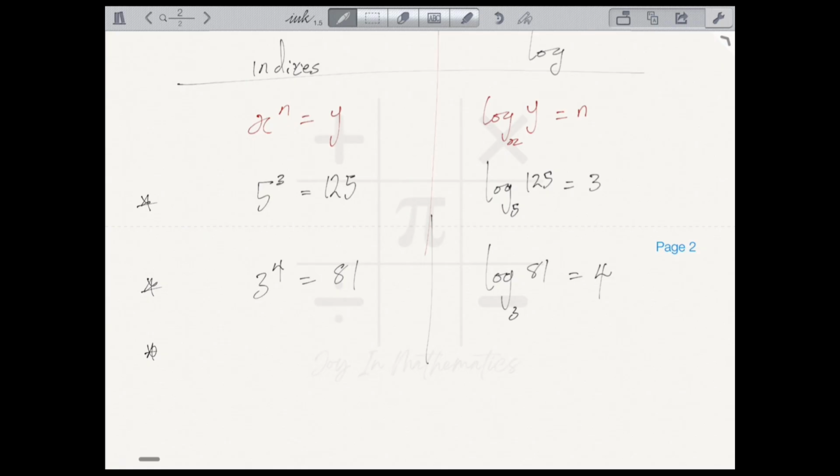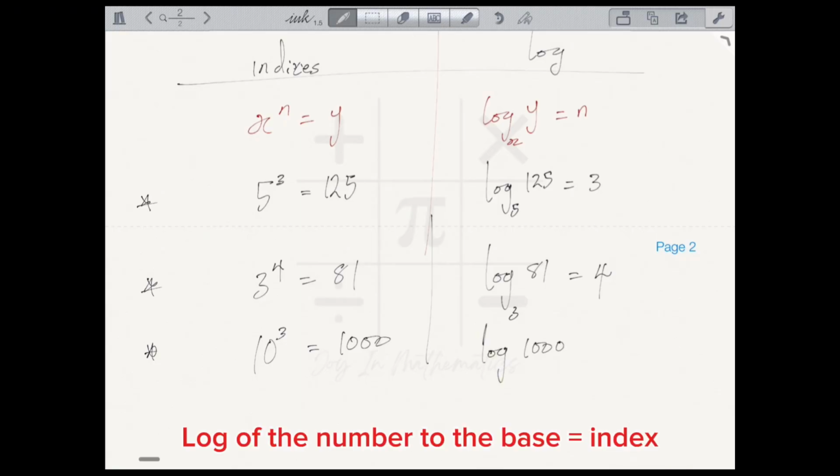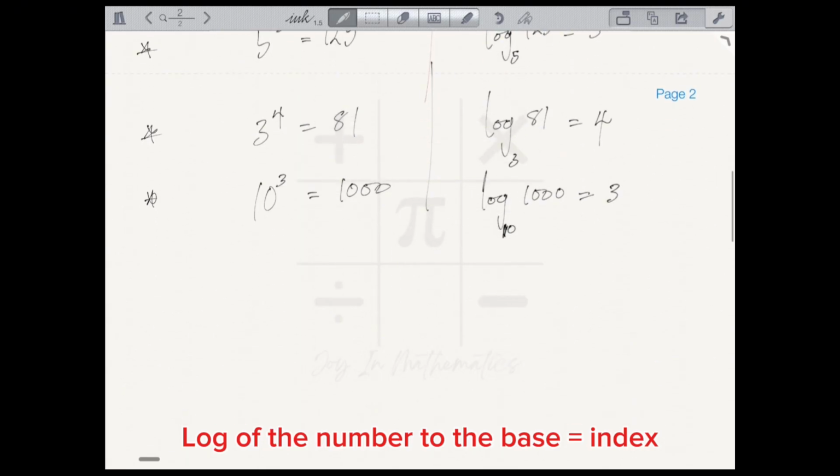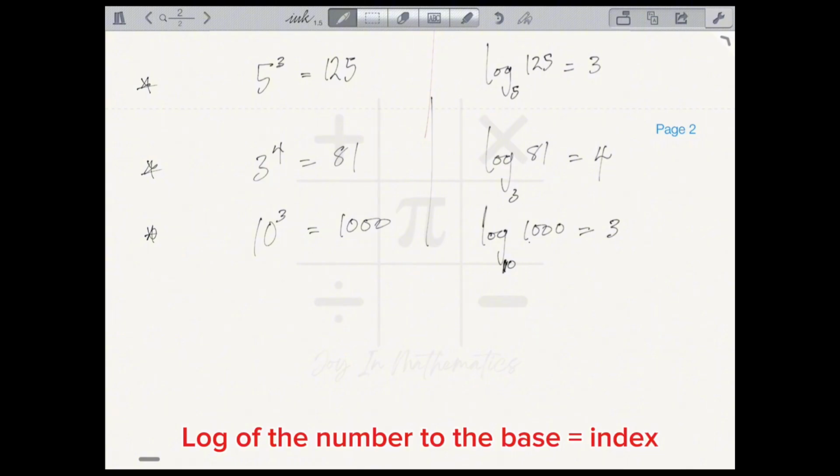Let's take one last example, and let's say we have 10 raised to the power 3 is equal to 1000. Writing this in log form, we realize that log of the number to the base, that's 10, is equal to the index, that's 3. So log of the number to the base is equal to the index. And here we have the number, we have the base, we have the index.